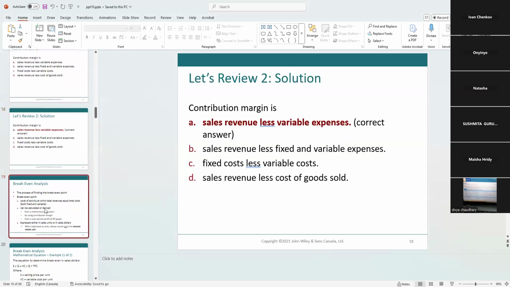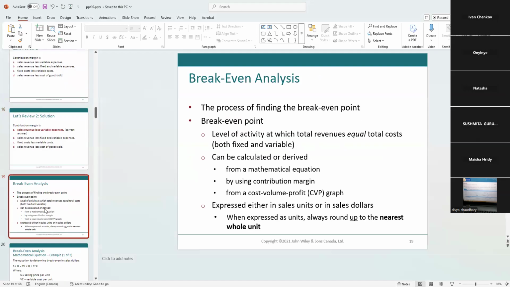Okay, we got this one now. Break-even analysis. What's the break-even? Break-even is the point or level of activity at which the total revenue that we're generating is equal to total cost. What's the total cost? Total variable and total fixed. So my total sales are enough to cover my total cost, which is variable and fixed.